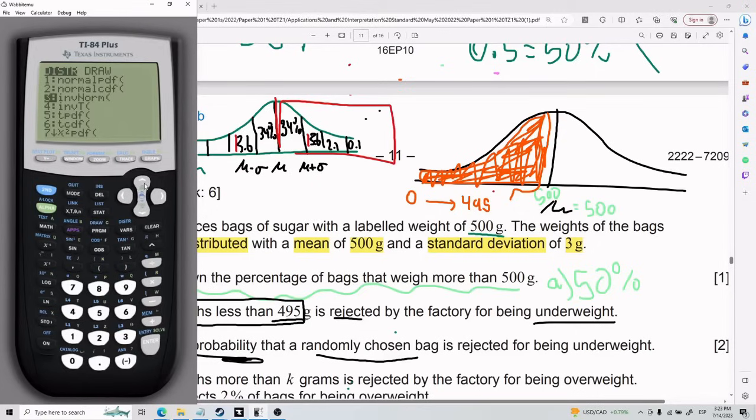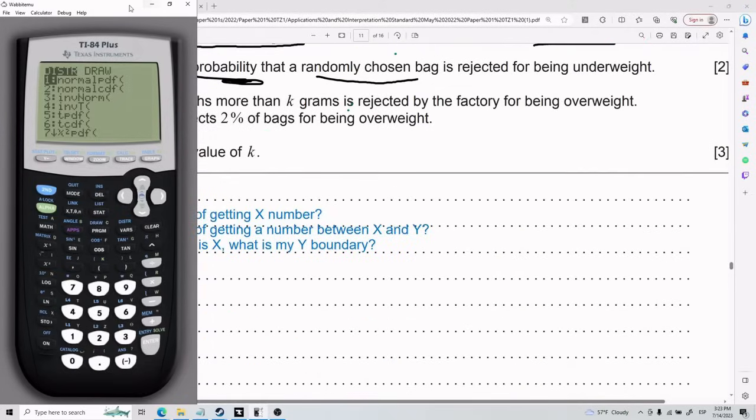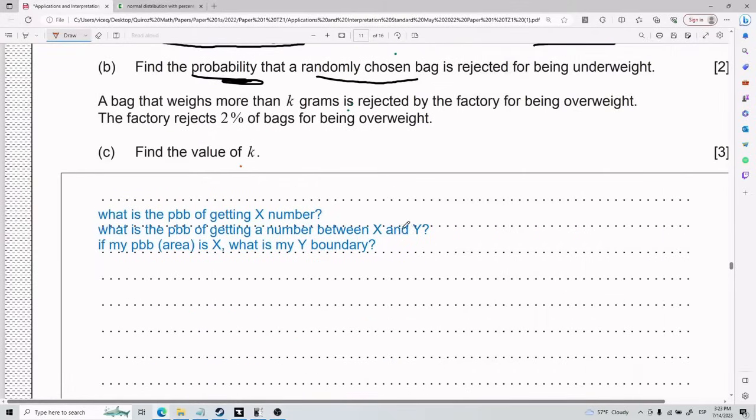The next couple of minutes is going to be me going over each of these. For PDF, you're going to be using it when you have the question, what is the probability of getting X number? So this is for PDF. Normal PDF.